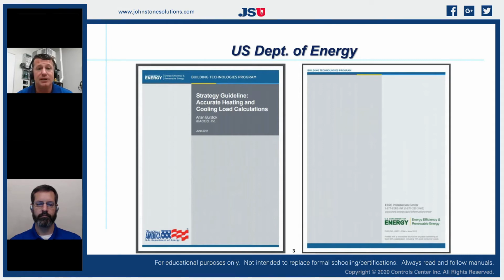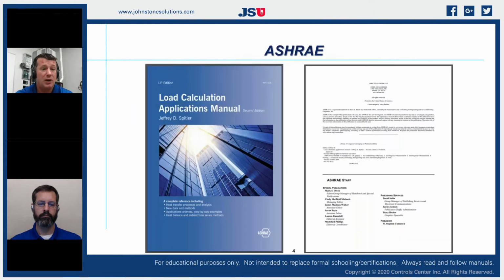So there's a lot of references that this comes from, and these are references that I encourage you to do research on, spend time with. One of them is the U.S. Department of Energy. They build the strategy guideline, which is an accurate heating and cooling load calculations manual, and it's updated regularly. So it gives you a lot of references of proper applications. We also have ASHRAE.